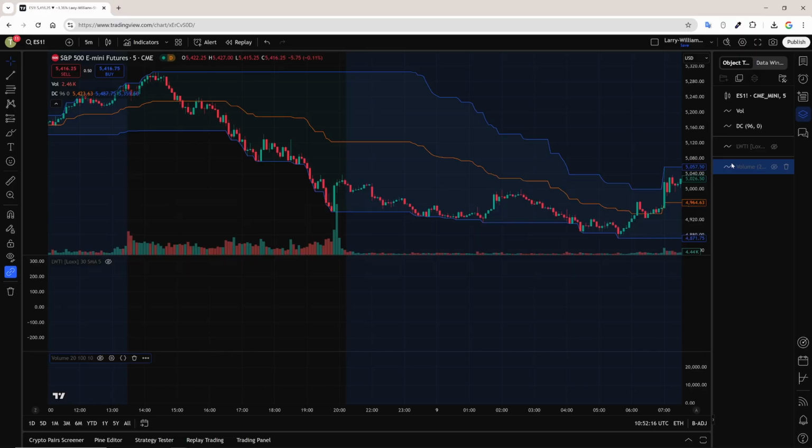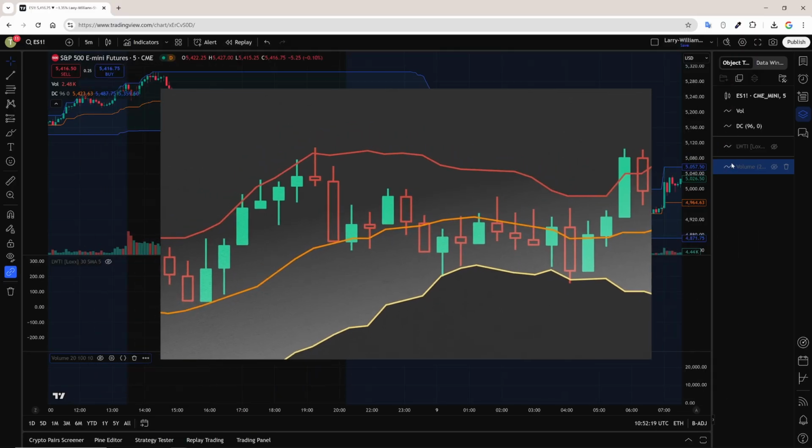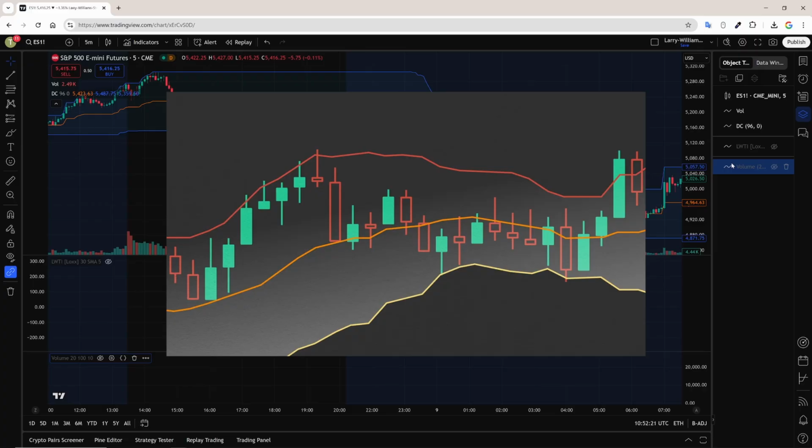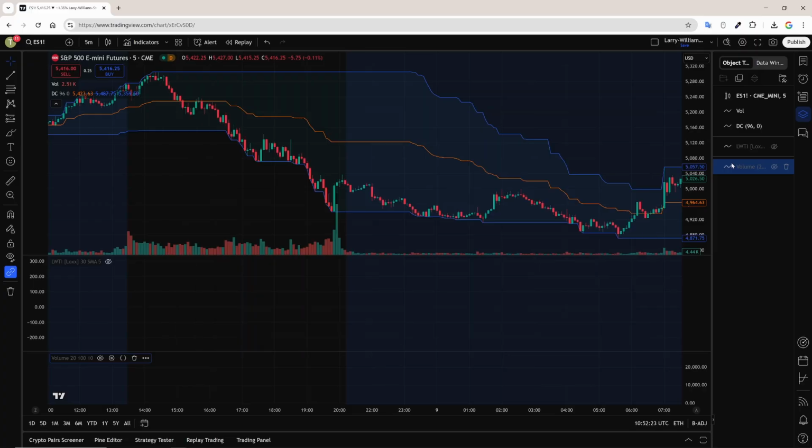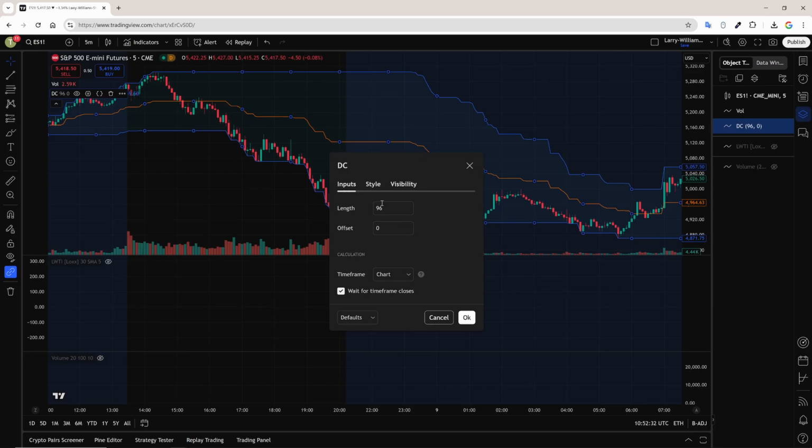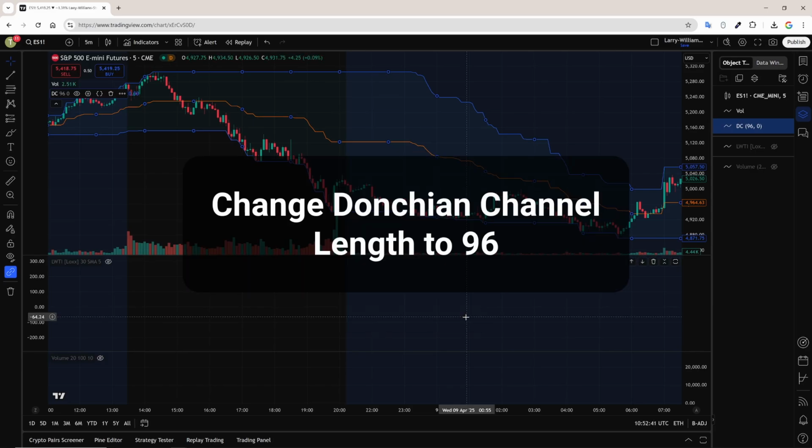Donchian channels are similar to the mighty Bollinger Bands, and they're an excellent indicator. But to align with Larry's strategy, we need to change the settings. So let's go to the settings and change the length to 96, which, as you can see, I've already changed. I personally like the default colours, but you can change them if you want.